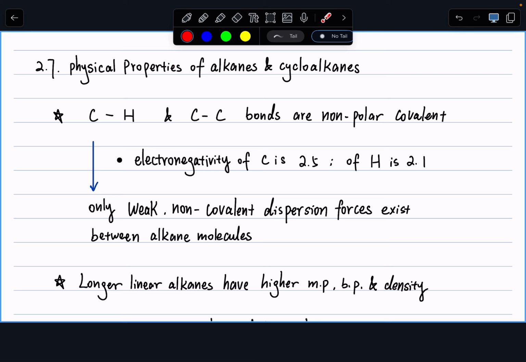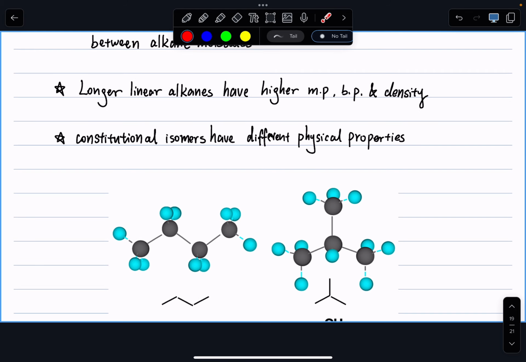Why are they not so reactive, chemically speaking? My CH bonds and CC bonds are typically nonpolar covalent bonds. Their electronegativity is very similar to each other. So when we're looking at alkenes, we're only thinking about very weak, non-covalent London dispersion forces between these alkene molecules. For physical properties like boiling point, melting point, or density, larger linear alkenes tend to have higher melting point, boiling point, and density. The longer the chain is, the higher the melting point, boiling point, and density will be.